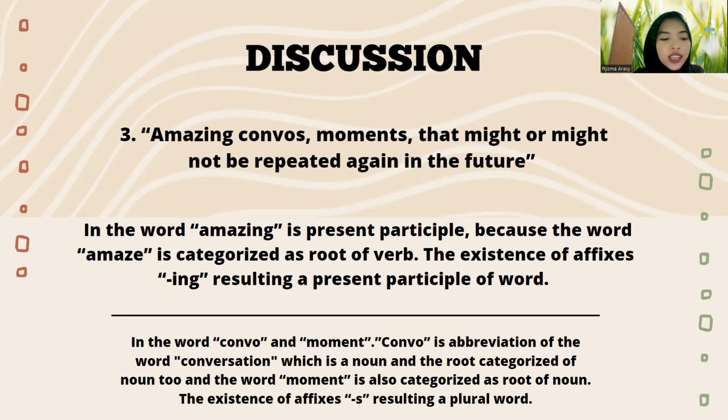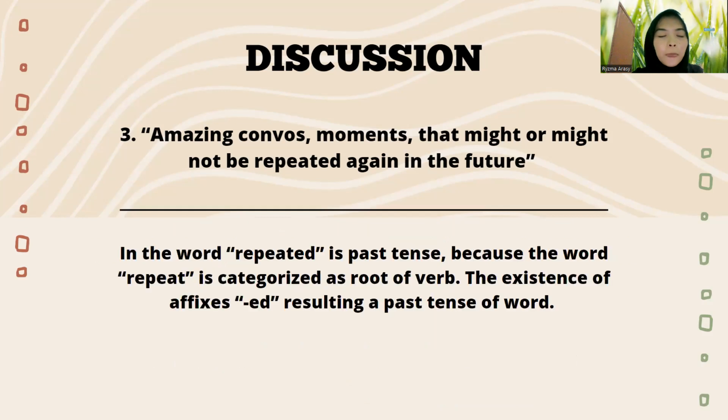And then in the words convo and moment, convo is an abbreviation of the word conversation, which is a noun and the root categorized as noun too, and the word moment is also categorized as root of noun. The existence of affix s results in a plural word. The third type in this sentence is in the word repeated, which is past tense because the word repeat is categorized as root of verb. The existence of affix ed results in a past tense word.